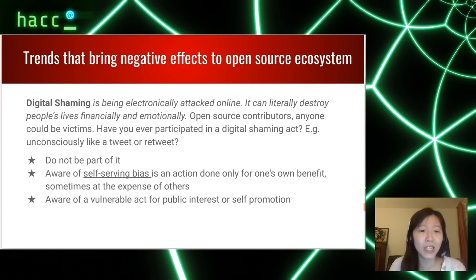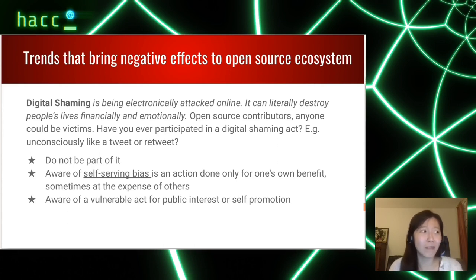One thing I think is important to understand is the self-serving bias. Self-serving bias is an action done only for one's own benefit, sometimes at the expense of others. It happens every day in our life. For example, a few days ago, I forgot to call the doctor to change my appointment. And when my partner asked if I had done this, because I did not want to look bad, I just said, oh, I called the doctor's office, but nobody answered the call. So we tend to always be biased toward ourselves, right? So whatever information you see people claim online, you need to see that people often speak from their own perspective.